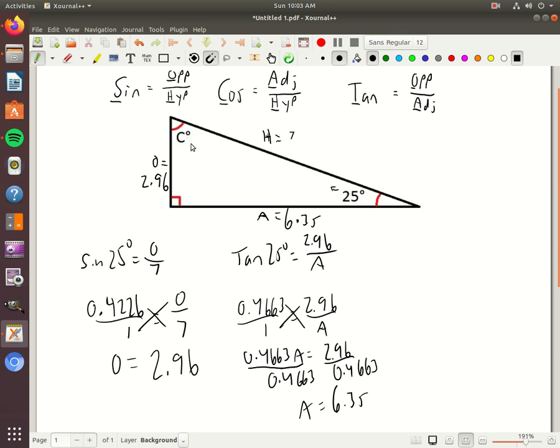Now, it doesn't matter if I want to use sine, cosine, or tangent. It's eeny, meeny, miny, mo. We'll pick cosine. I haven't used it yet anyway. So we're going to say the cosine of C is going to be equal to, again, cosine is adjacent over hypotenuse. The adjacent is 6.35, and the hypotenuse is 7. So we're going to divide 6.35 by 7. We're going to get 0.9071.